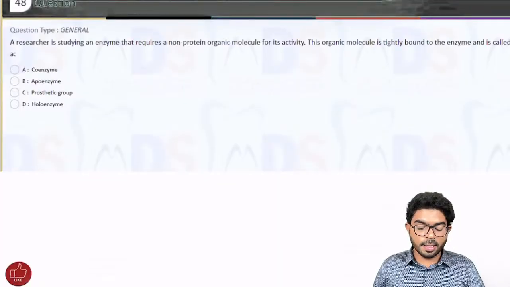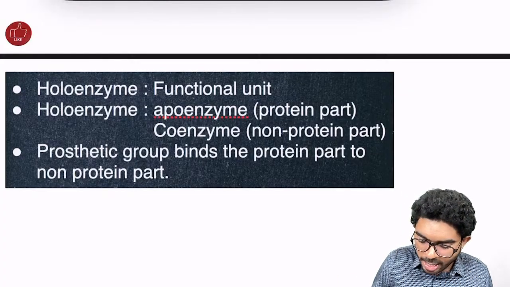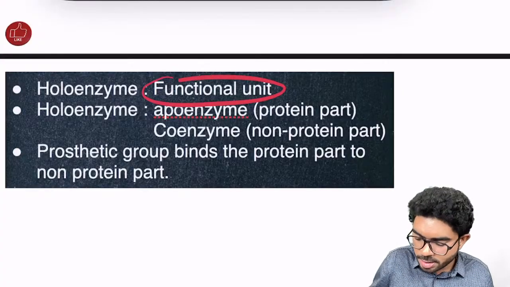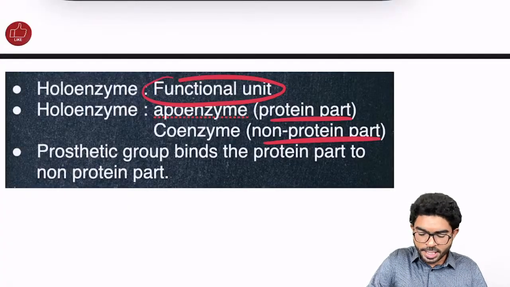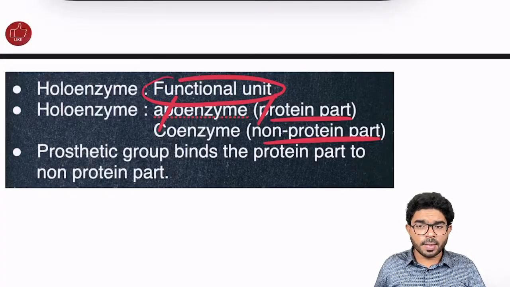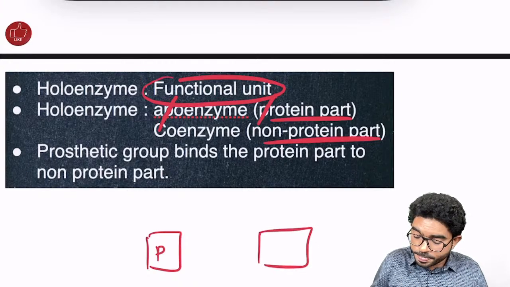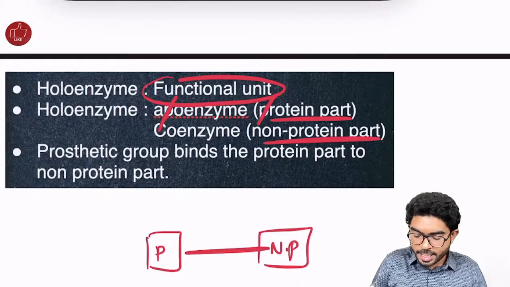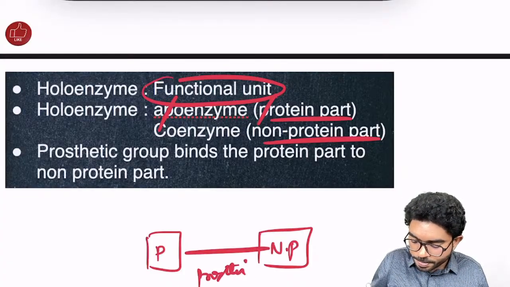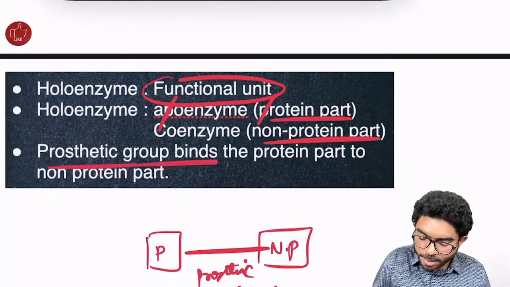Then next comes, yes, we have discussed again the structural components. The functional unit of an enzyme is called the holoenzyme. The holoenzyme contains two parts. One is the protein part, the second one is the non-protein part. The protein part is called the apoenzyme. The non-protein part is called the coenzyme. And the protein part is bonded to the non-protein part by a component called the prosthetic group. So the prosthetic group binds the protein part to the non-protein part.